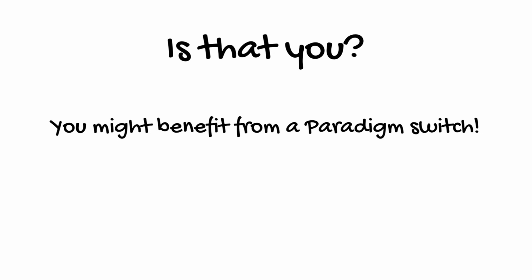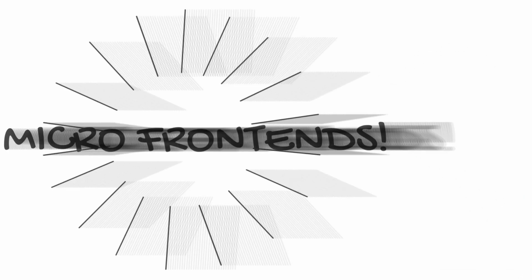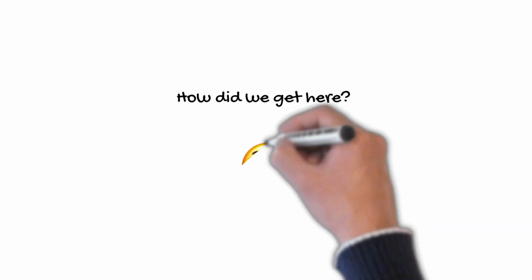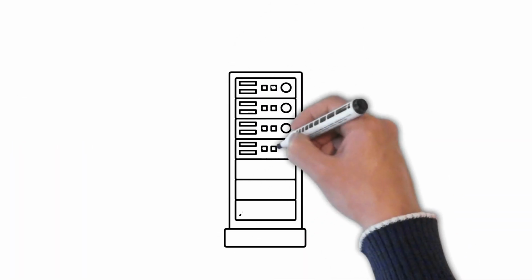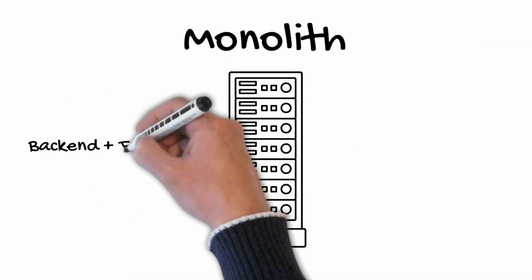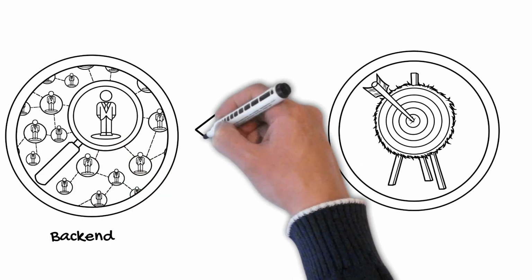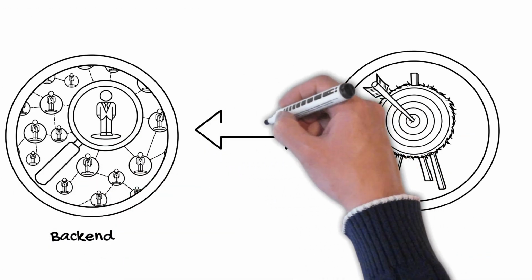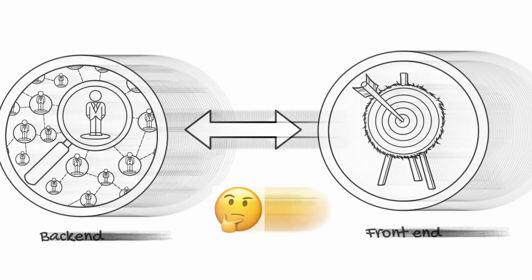If you have been in this situation, you might benefit from a paradigm switch. Enter micro-frontends. So how did we get here? Let's start by looking at the evolution of web development. Initially, our applications were built as a huge monolith, backend and frontend bundled together. But then, we split the backend and our frontend started consuming services via APIs.